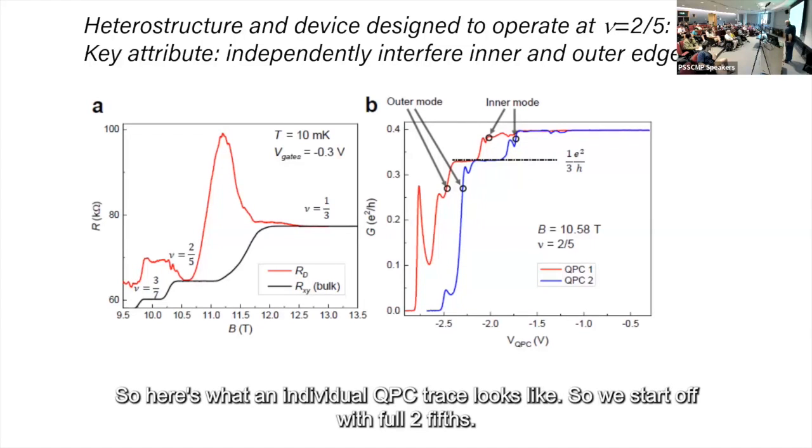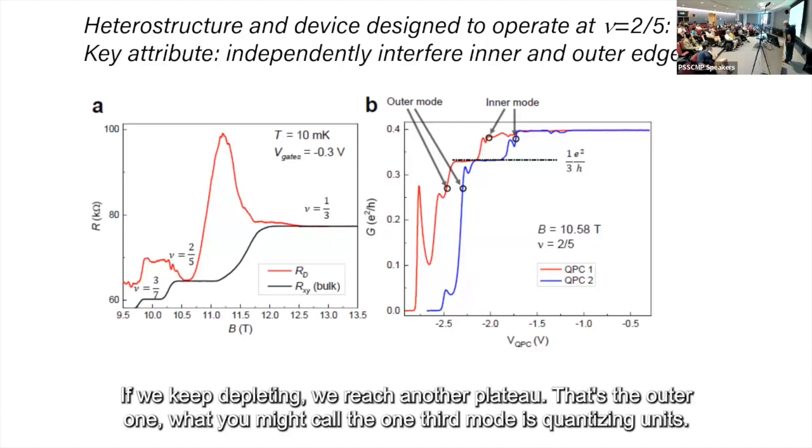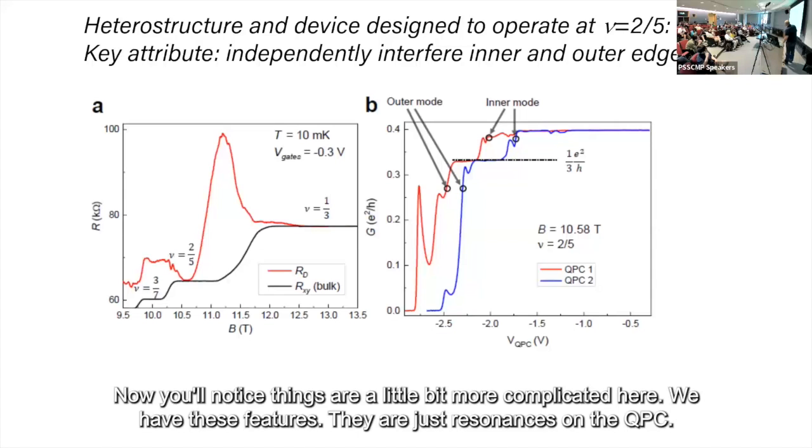So here's what an individual QPC trace looks like. We start off with full 2/5 conductance, and then we start partially backscattering, and that's when we're partially backscattering the inner mode. If we keep depleting, we reach another plateau. That's the outer one, what you might call the 1/3 mode. It's quantized in units of 1/3 e squared over h. And that means we've fully backscattered the inner mode, and then we can start partially backscattering the outer mode.